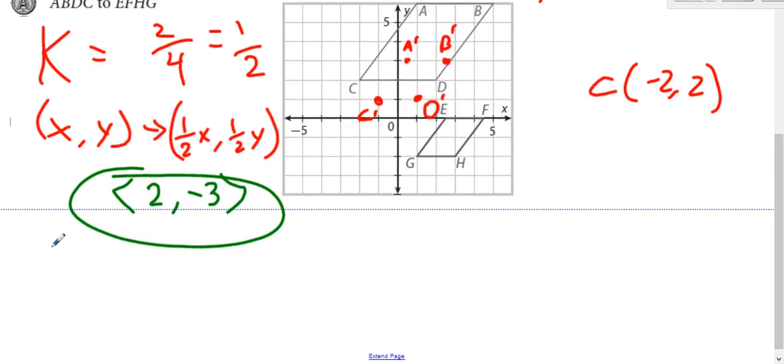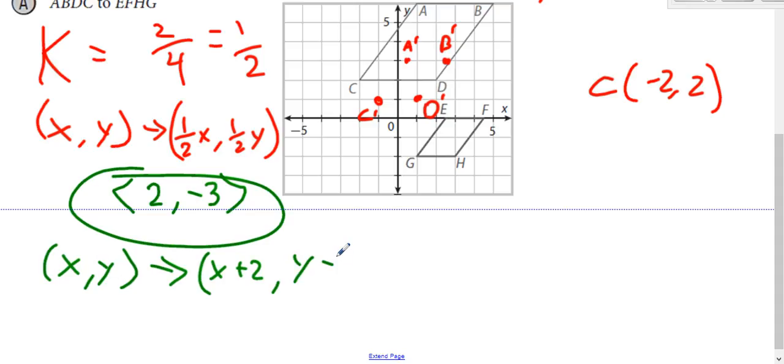If you write that in coordinate notation, that'll be x plus 2, and y minus 3.